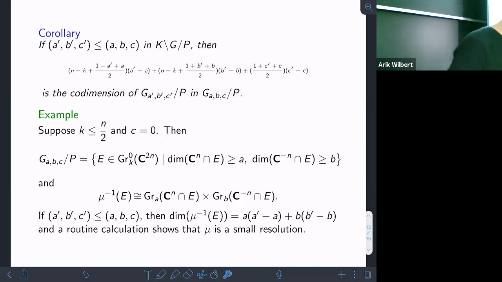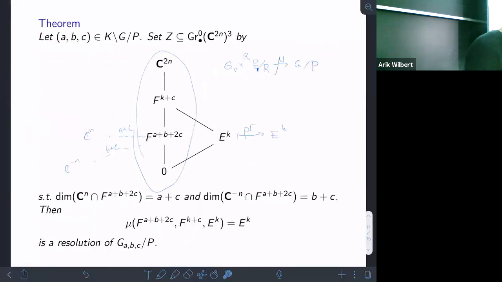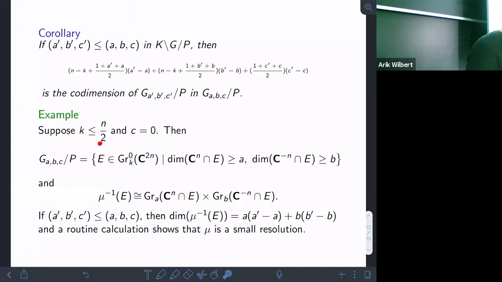So let's look at one example. If K is at most n over 2 and C equals 0, then the K-orbit closure, you don't have to worry about the radical. So it's just the intersection of E with C^n and the intersection of E with C^-n in the correct dimensions. So in this case, the fiber you can describe as a product of Grassmannians. So that has a nice dimension formula.